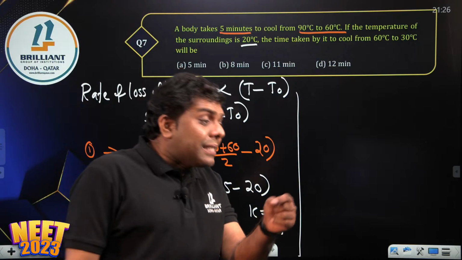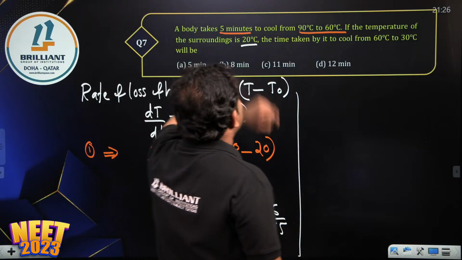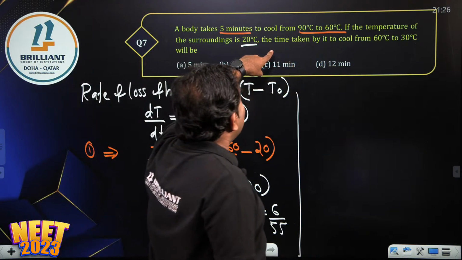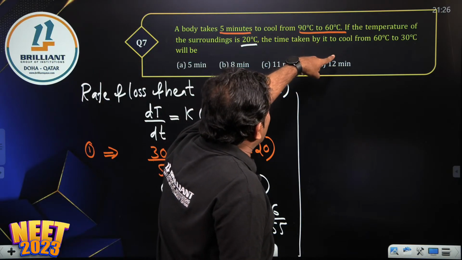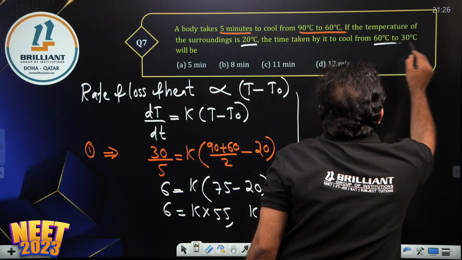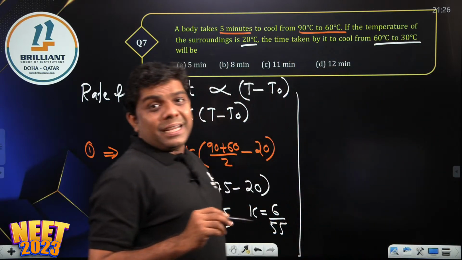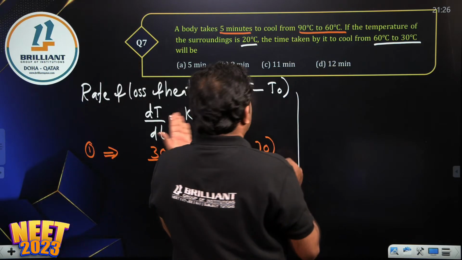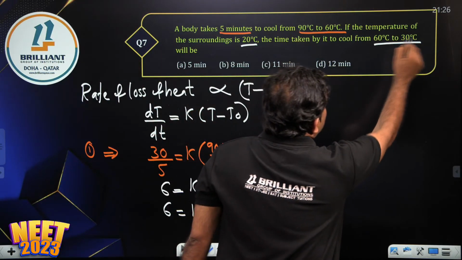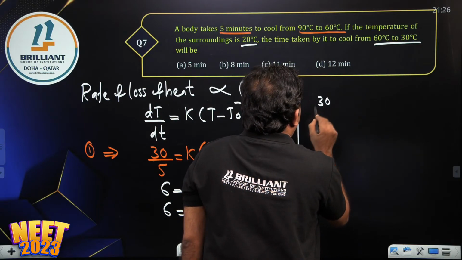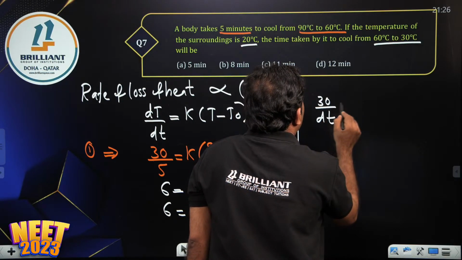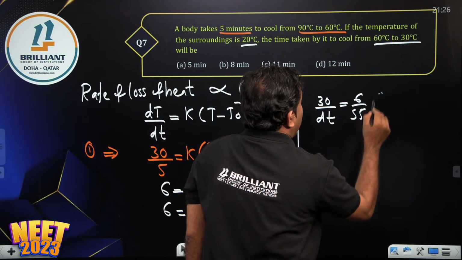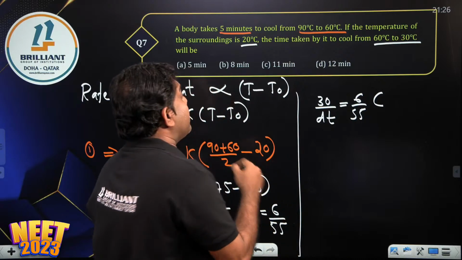Now I am using the same equation for the next case. For the next case, what is given here? Time taken by it to cool from 60 degree to 30 degree. So I want to write the formula again. So dT, here 60 to 30, so 30 only. Time taken, we don't know how much it is. K value we have, 6 by 55, into T minus T naught.